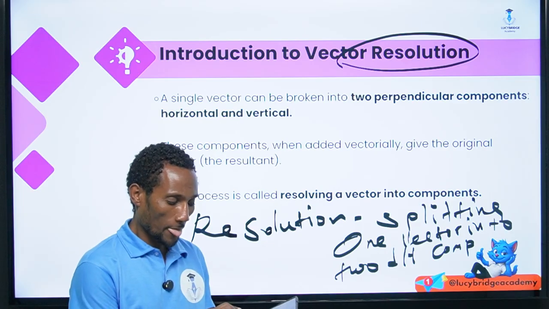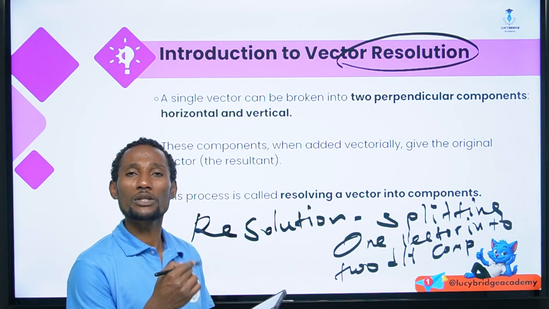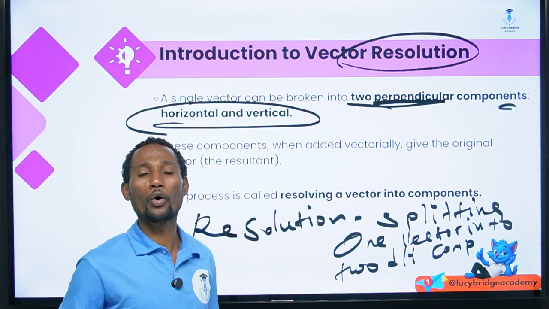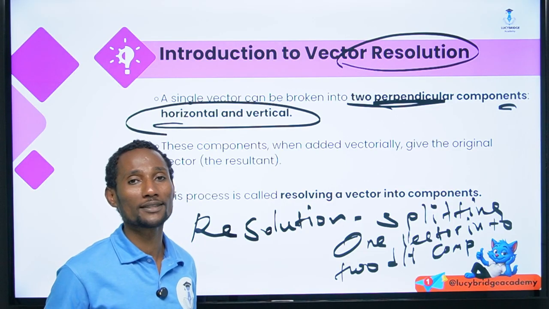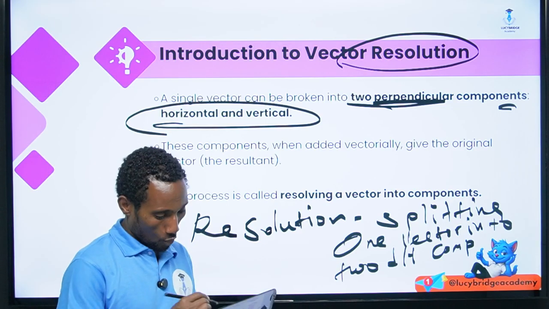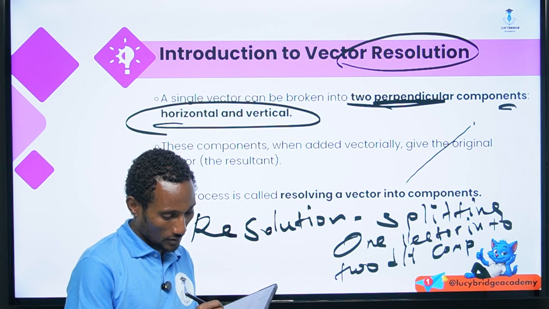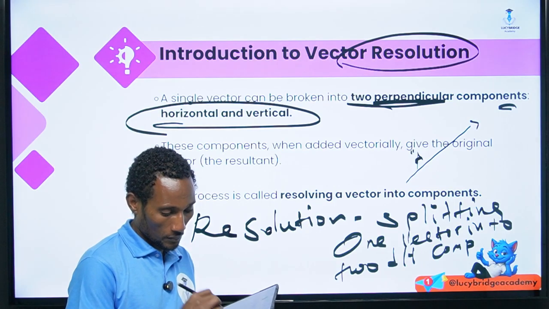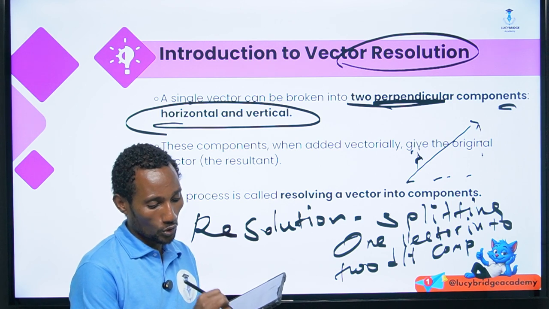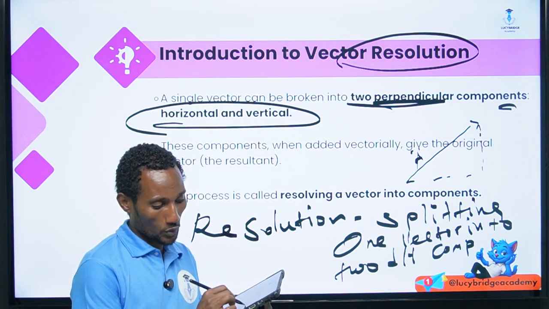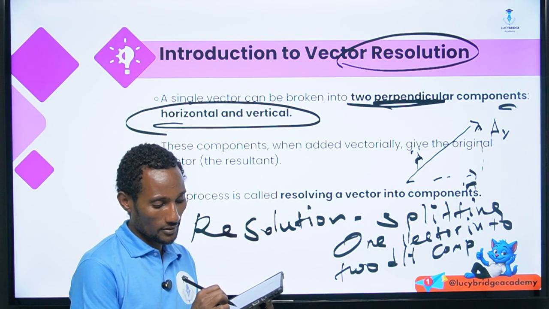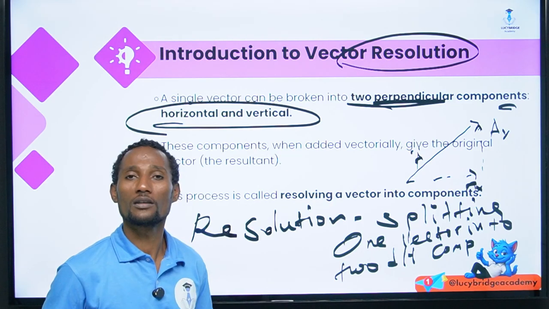In this case, a single vector can be broken into what? Two perpendicular components, either the horizontal and vertical components. We call it the resolved vector. We have a vector A, which is split into two components, AY and AX, which is what we call resolution.